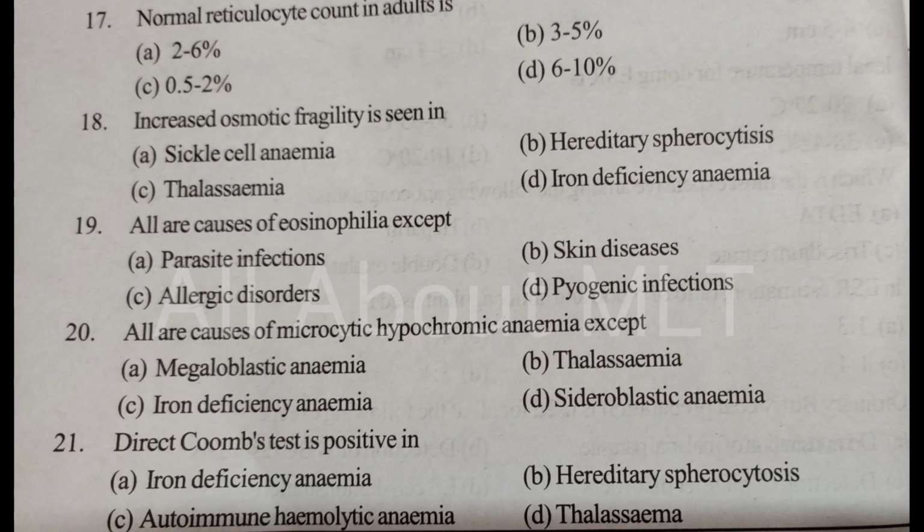Direct Coombs test is positive in option A iron deficiency anemia, option B hereditary spherocytosis, option C autoimmune hemolytic anemia, option D thalassemia, and the answer is option C autoimmune hemolytic anemia.